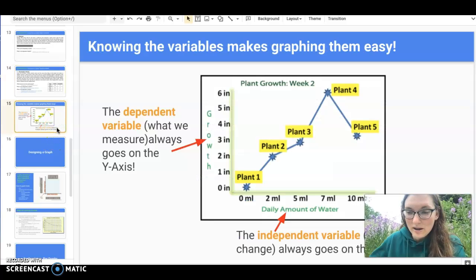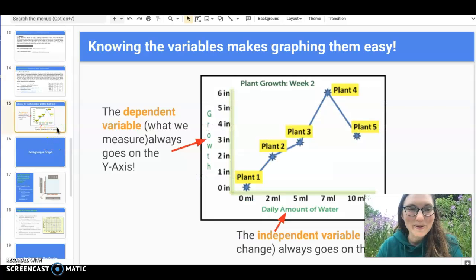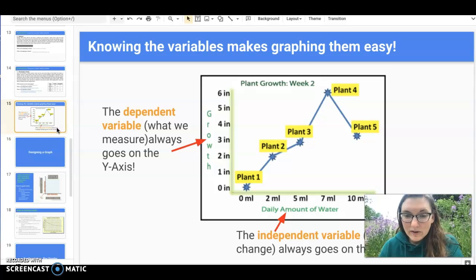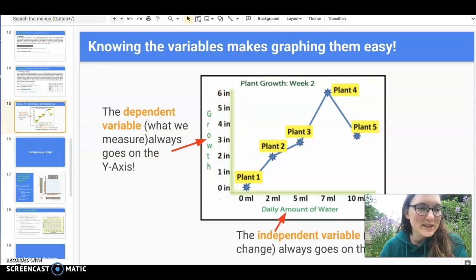Okay, last one here, and I'm going to go to a second video for this one. The dependent variable, what we always measure, always goes on the y-axis, and the independent variable, what we change, always goes on the x-axis. Yeah, scientists control that. This is what we're interested in looking at. Okay, so that's it for this video.